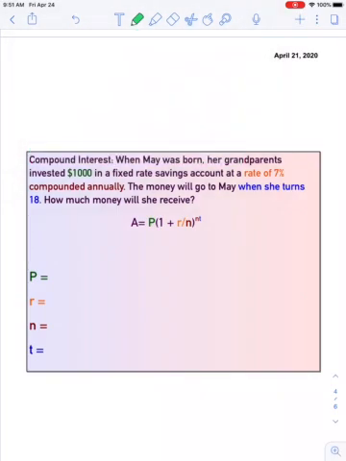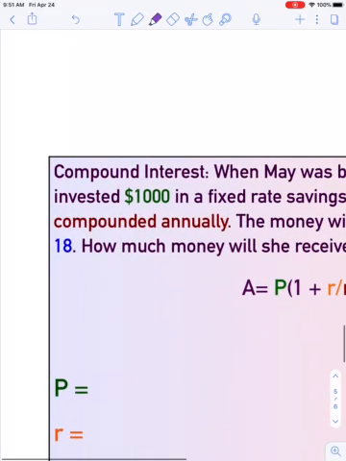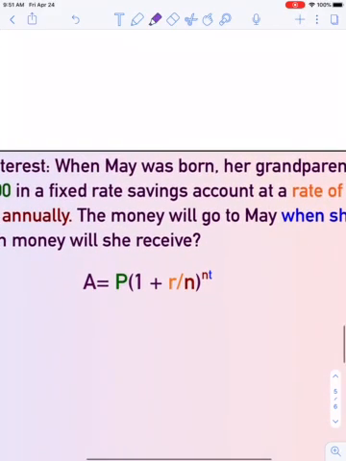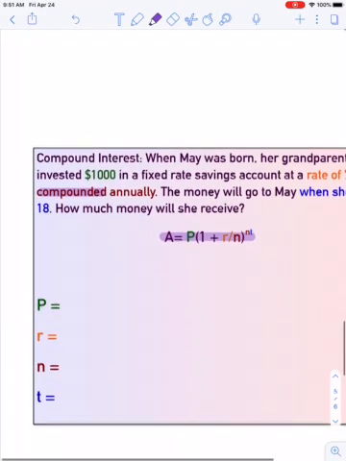When May was born, her grandparents invested $1,000 at a fixed rate savings account at a rate of 7% compounded annually. The money will go to May when she turns 18. How much will she receive? So the word compounded is in here. If it's compounded, then you have to use this longer formula. Okay, again, on your assignment, it even says to use this formula, so it's pretty straightforward.